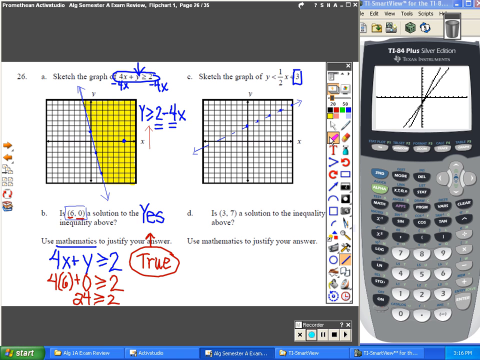Now that it's a dotted line, because this is a less than, not a less than or equal to, I need to pick if this side, this lower side, is less than, or if this side is less than, going up. Obviously, less than means lower or down. So I'm going to be coloring this side of the equation.